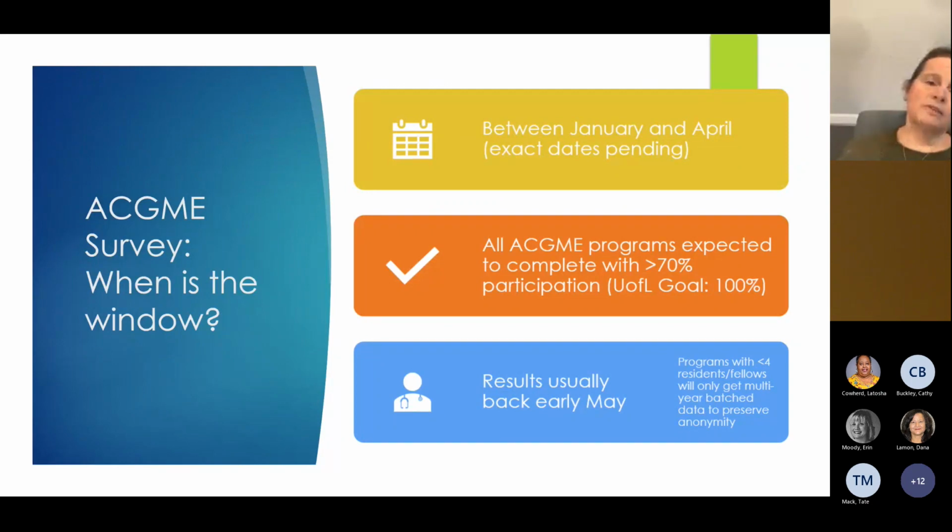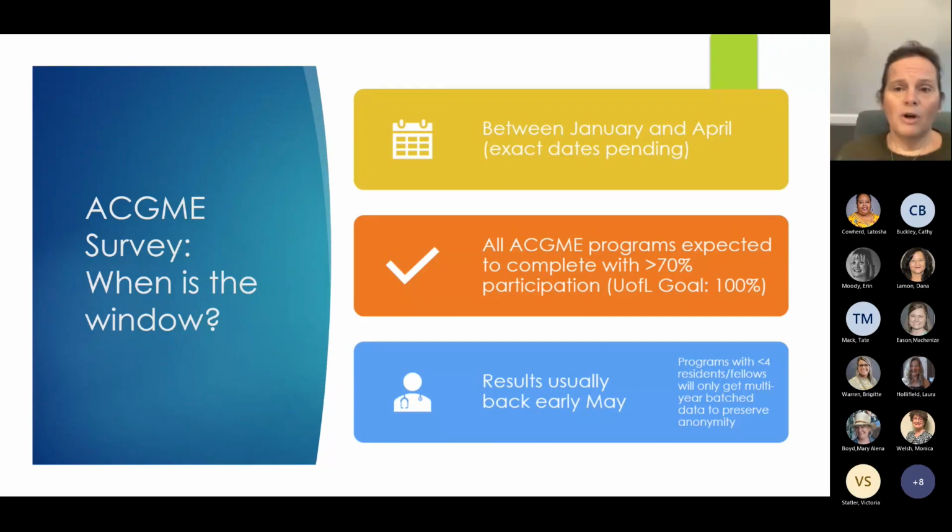So when do we take the survey? When is this window? Usually the window is somewhere between January and April. Last year it was a common 6-week window between February and early April. Our exact dates for this year are still pending. When we get them, you'll get that email to the program managers and program coordinators.